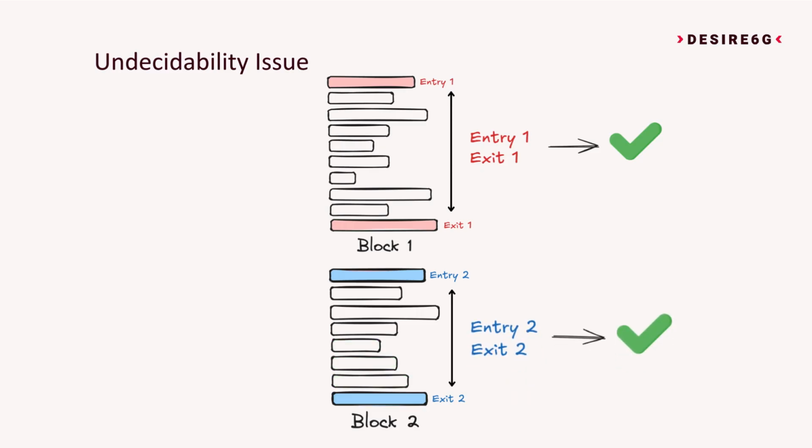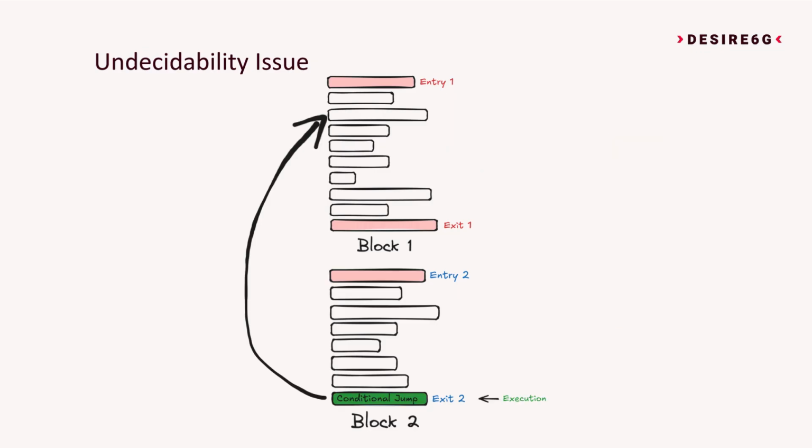However, a problem arises when exit 2 is a conditional jump, where the target address is computed dynamically and may vary at runtime. In this scenario, the jump takes us back to block 1, but bypasses entry 1. As a result, no new timestamp is recorded at the beginning of block 1. When we eventually reach exit 1, a timestamp is captured, but it's not paired with the corresponding entry time. This leads to invalid or misleading measurements.